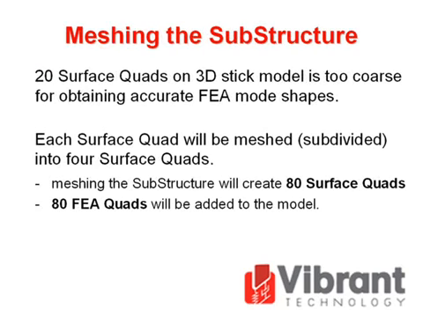The 3D stick model only has 20 surface quads on it, which is too coarse for obtaining accurate FEA mode shapes to compare with the EMA mode shapes. To increase the number of FEA quads, each surface quad will be meshed into 4 surface quads. Meshing the substructure will create 80 surface quads. Therefore, 80 FEA quads will be added to the model using the FEA assistant.